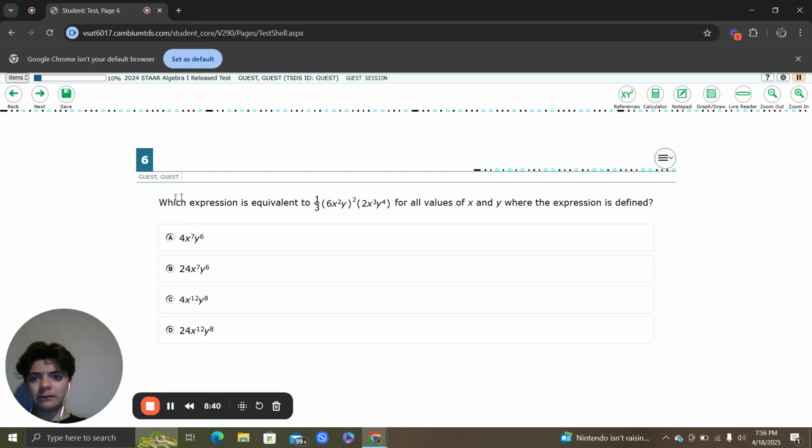So this one is, which expression is equivalent to 1 over 3 to this number right here. I'm not saying all that, okay? I'm a freshman. I'm not a math teacher. So these need to be defined. So what does this mean? It needs to be equivalent.